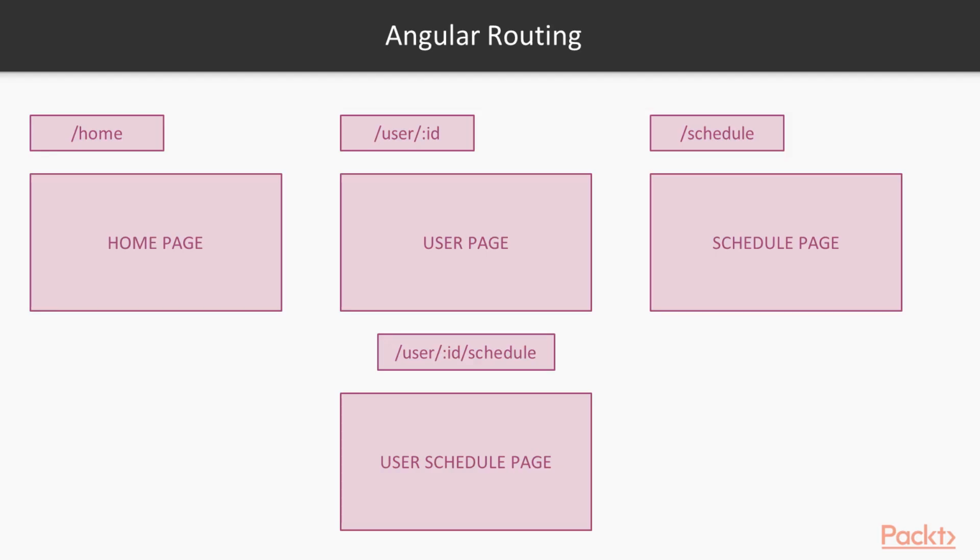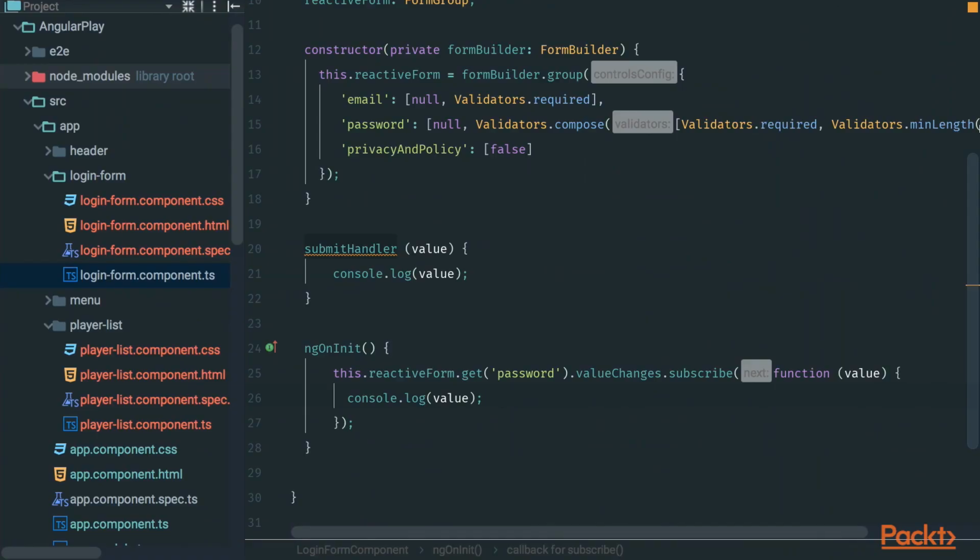Angular routing. Angular routing is a very powerful feature that we can use in our apps. Using Angular routing, we can divide our application into multiple kinds of pages. For instance, we can create a route for a home page, user page, schedule page, and so on. Then if we navigate to a specific route, for instance user, it will instantly load the user page without reloading the browser.